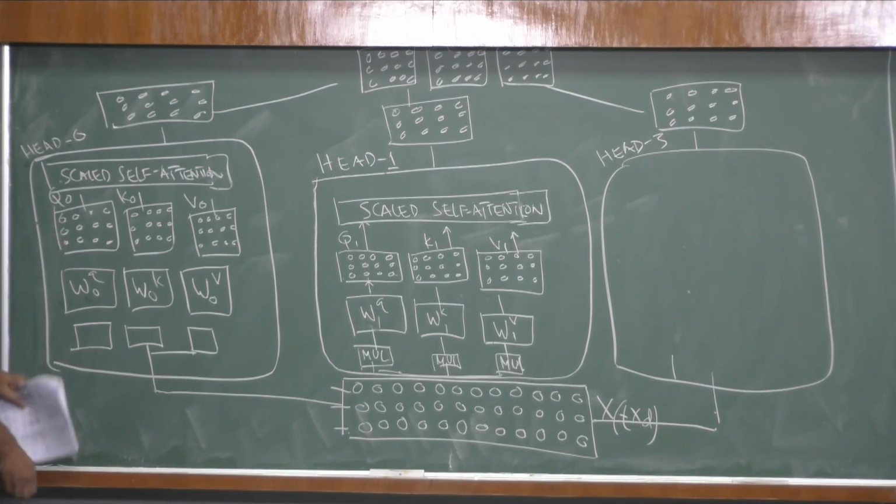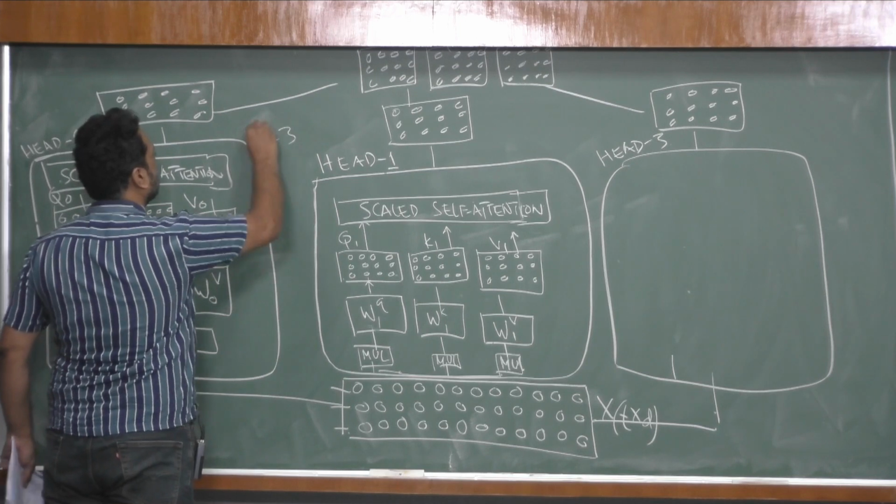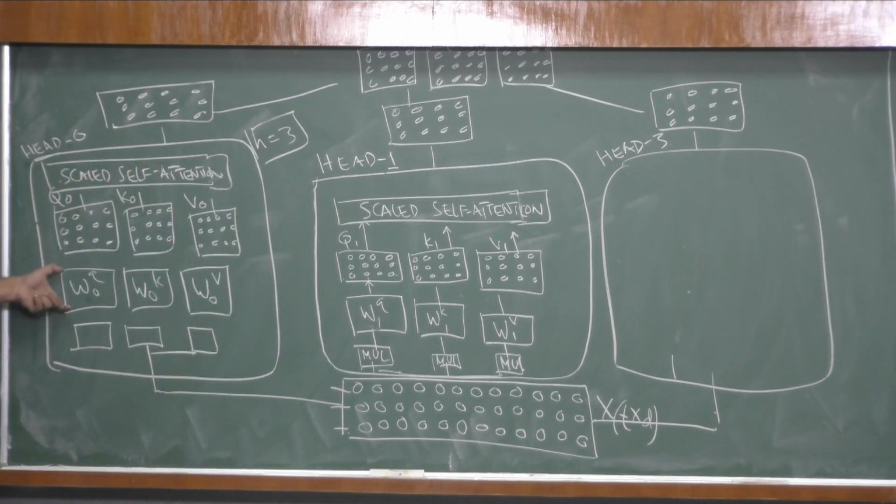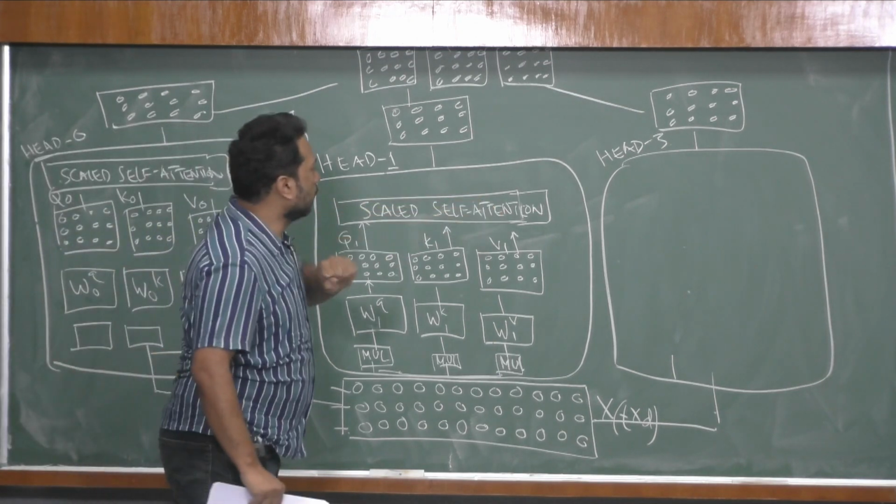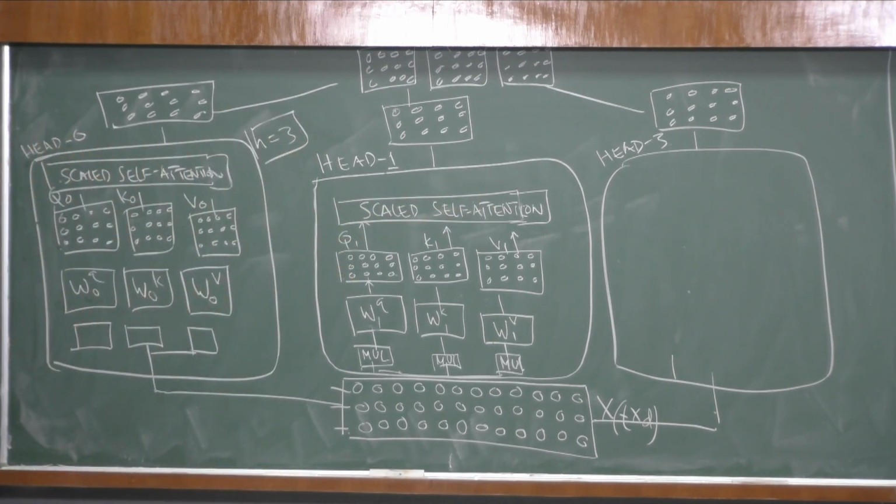So h in this case is 3. Okay, so the number of heads is 3. I have modified this in a way that the output is reduced a little bit, to take into account that I have multiple heads. I don't want my memory requirements to explode.